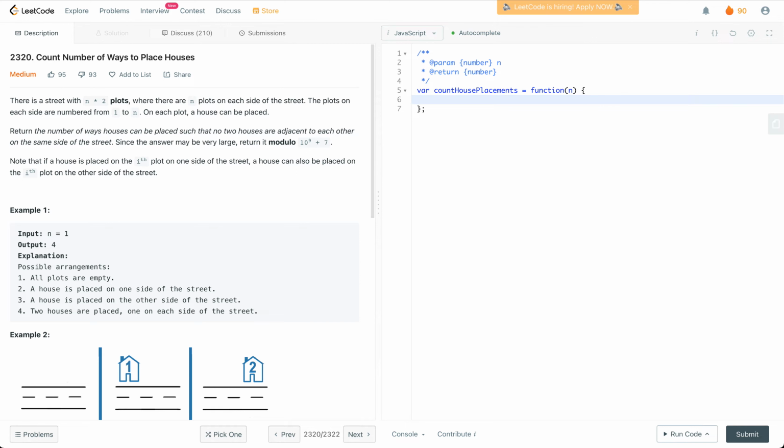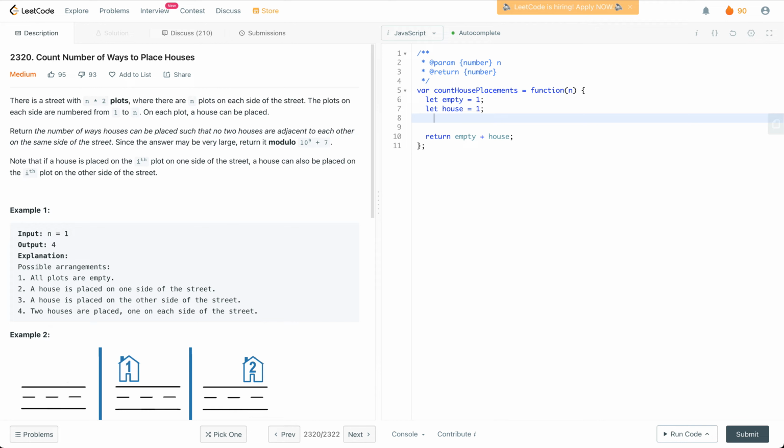So the first state was where the plot was going to be empty. So if it is empty, that is one combination that we have. And then the other case was where the house is going to be there. So that is another combination. So at the end, what we are going to output is going to be return empty plus house.